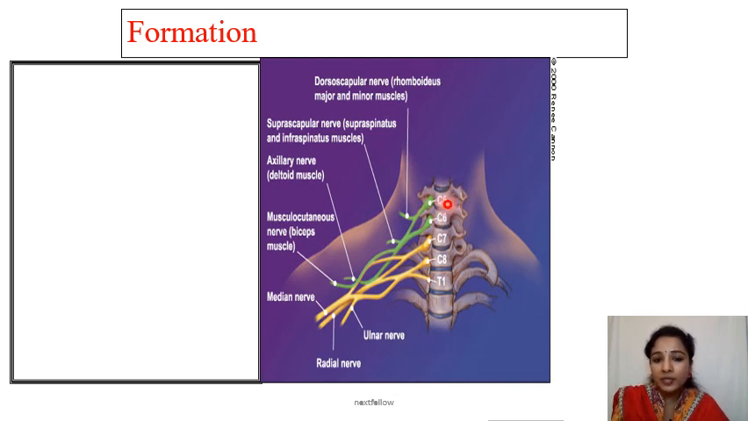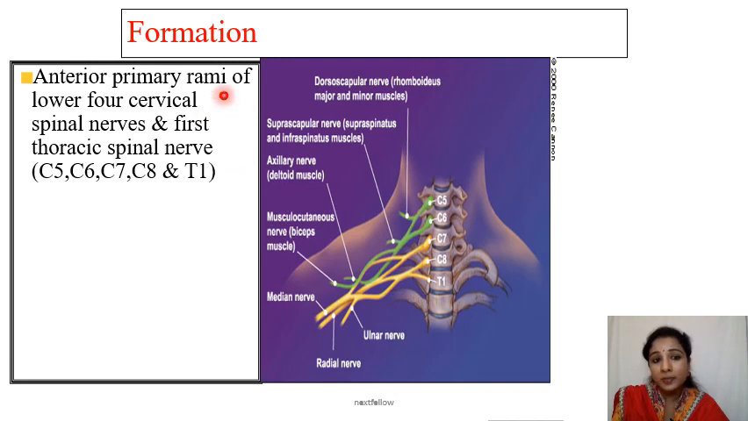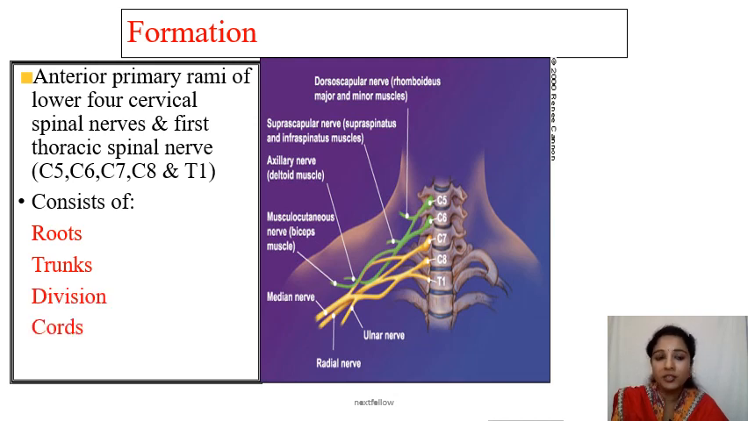The spinal segments C5, C6, C7, C8, T1 give rise to the brachial plexus, and to be specific, the anterior primary rami of C5 to T1. Each spinal nerve divides into anterior primary rami and posterior primary rami. The anterior or ventral primary rami form the brachial plexus and consist of roots, trunks, divisions and cords, and finally the cords will divide into branches.